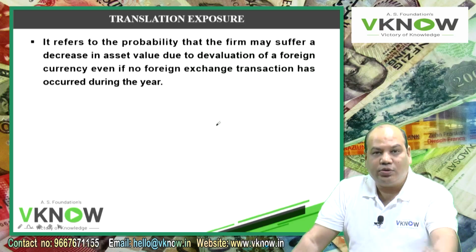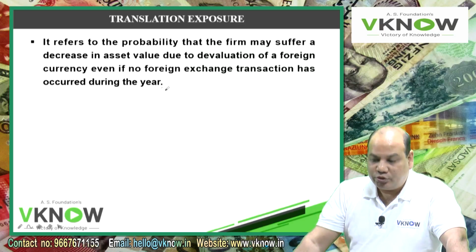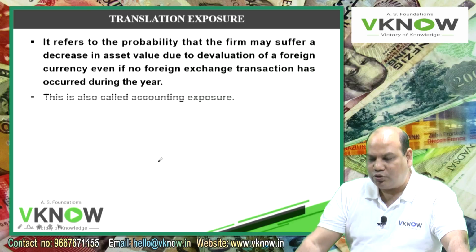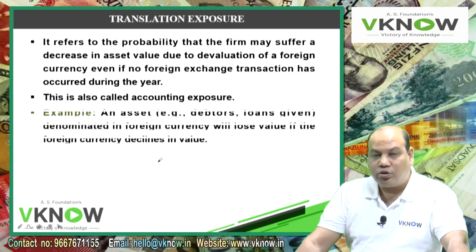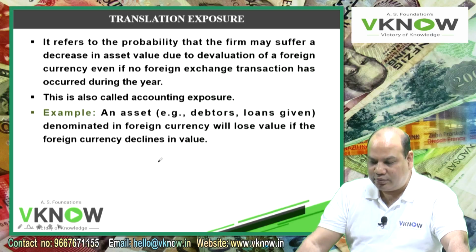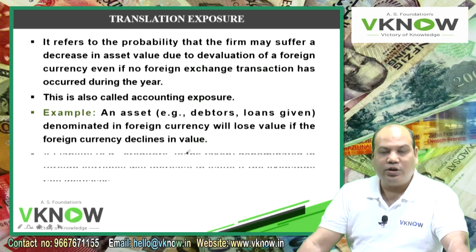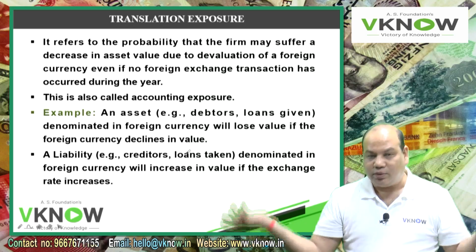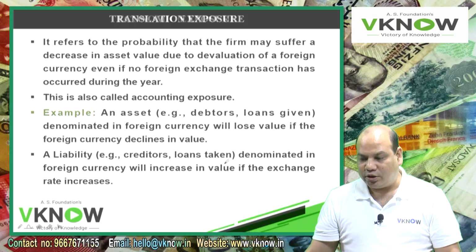This is a 4-mark theory question, translation exposure. This much you have to write. It refers to the probability that the firm may suffer a decrease in asset value due to devaluation of a foreign currency, I had given the example of a debtor, even if no foreign exchange transaction has occurred during the year. It is also called underlying accounting exposure. Example, an asset like debtor or loan given will lose value if the foreign currency rate declines. But in case of liability items like creditor and loan, the risk is that exchange rate may increase, the value of the liability will increase and you will suffer the loss.